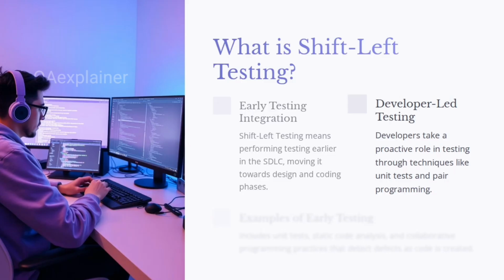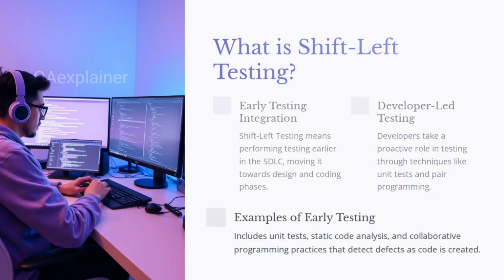So mainly developers are taking responsibility for this technique, and they are applying different kinds of procedures like unit testing and pair programming to reduce defects and improve their coding. Examples of early testing or shift left testing are unit testing, static code analysis, and collaborative programming practices. We can say they are applying coding-related defect reducing techniques. So that is the example of early testing or shift left testing.